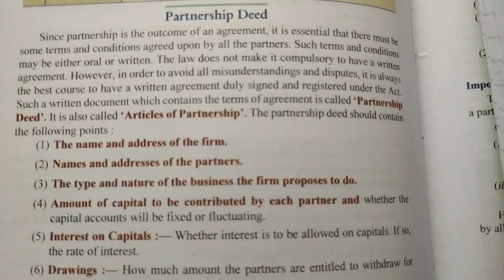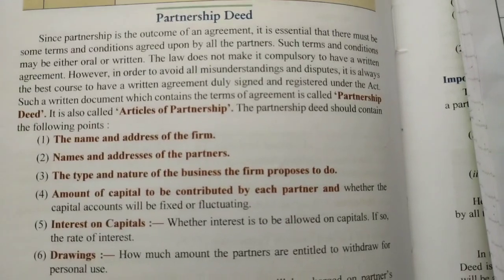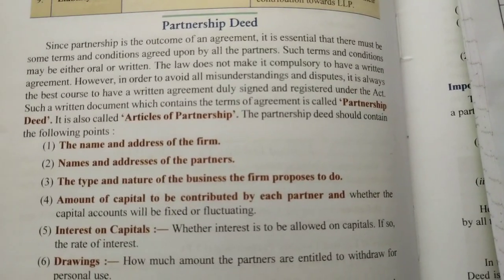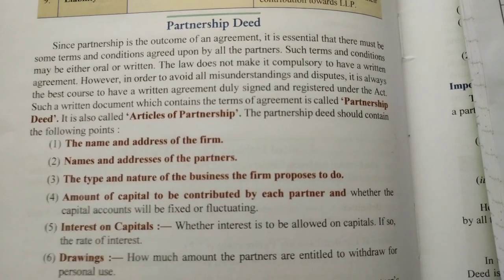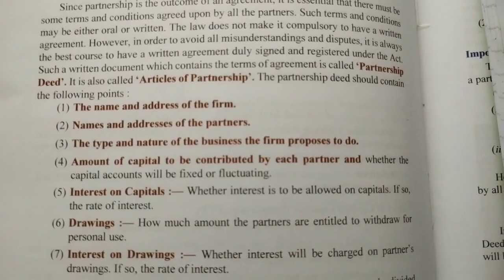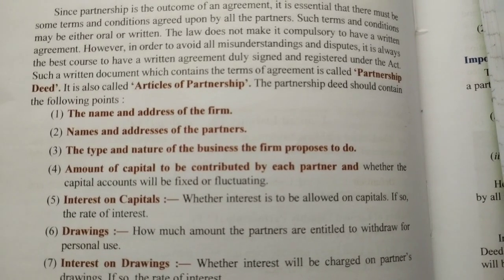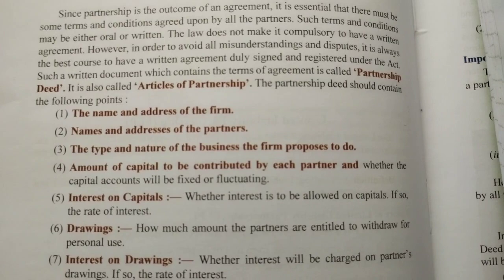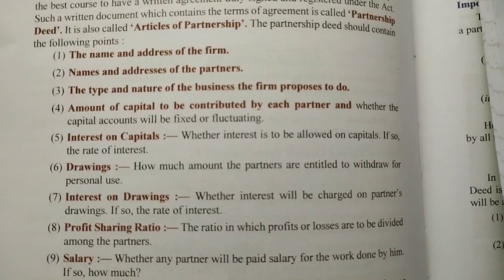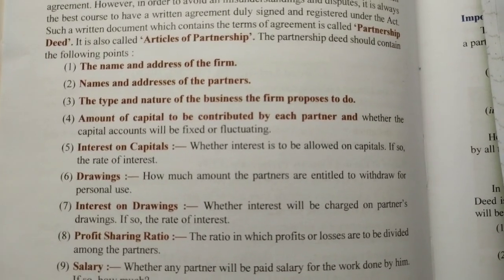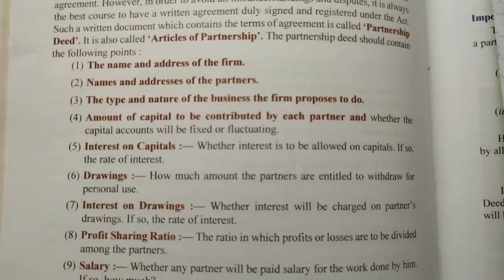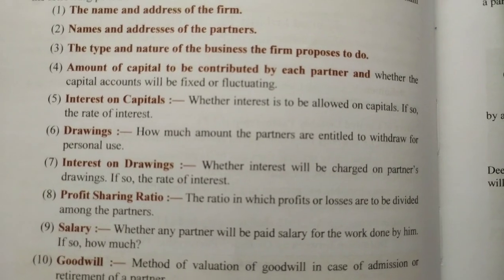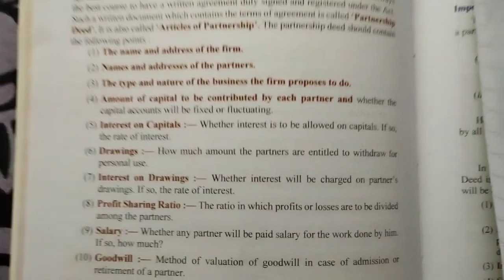Such a written document which contains the terms of agreement, or the terms and conditions, is called the partnership deed. It is also called articles of partnership. The partnership deed should contain the following points: the name and address of the firm, names and addresses of the partners, the type and nature of the business the firm proposes to do, and the amount of capital to be contributed by each partner, and whether the capital accounts are fixed or fluctuating. Fifth is interest on capital, whether interest is to be allowed on partners' capital.